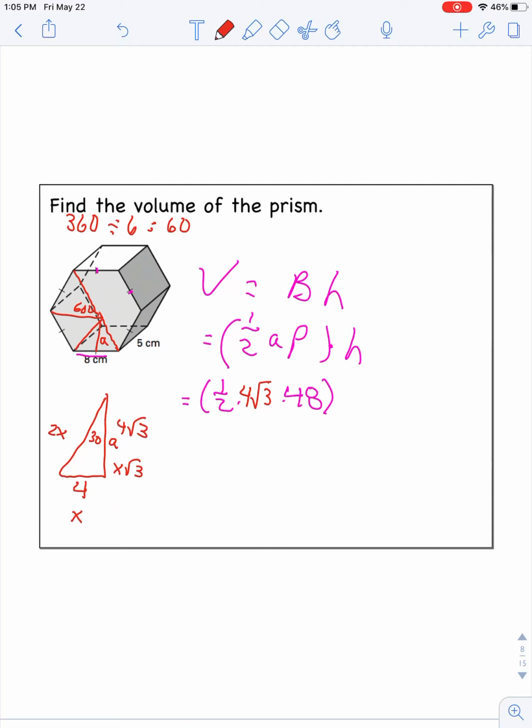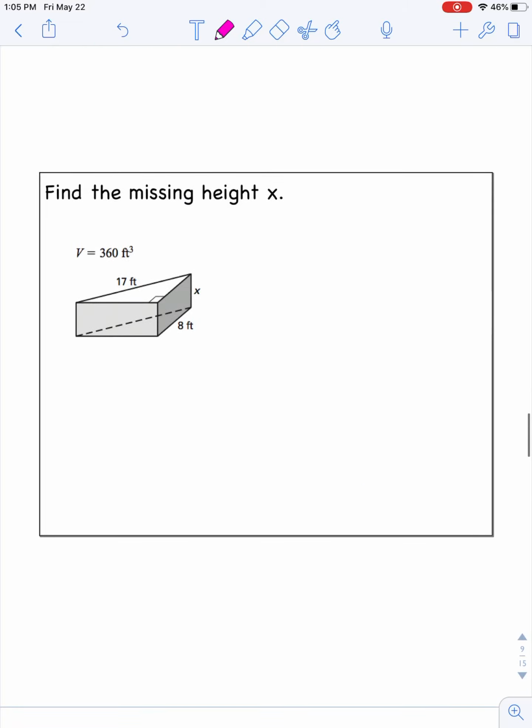So I take the area of the base. Now I'm going to multiply by the height, and the height is 5. And again, multiplying all this together, we could actually get an exact answer of 480 square root of 3, but most of you are probably just going to use your calculator, which is totally fine. Round to the nearest hundredth, and there you go.